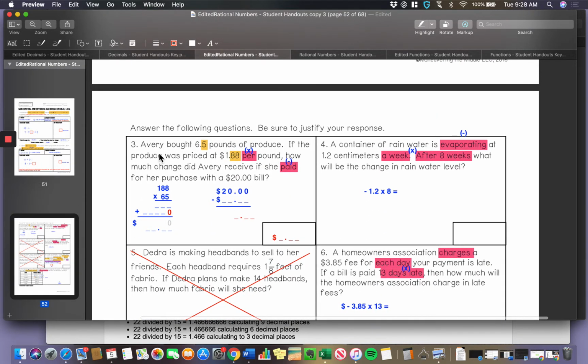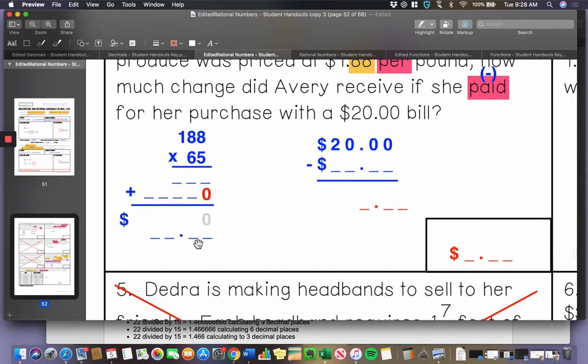Okay, number 3. Avery bought 6.5 pounds of produce. If the produce was priced at $1.88 per pound, how much change did Avery receive if she paid for her purchases with a $20 bill? So what I did here was highlight your decimal places. Because when you are multiplying decimals, you can drop the decimal places when you're multiplying and then add them in at the end. Again, I felt like it was a little confusing.